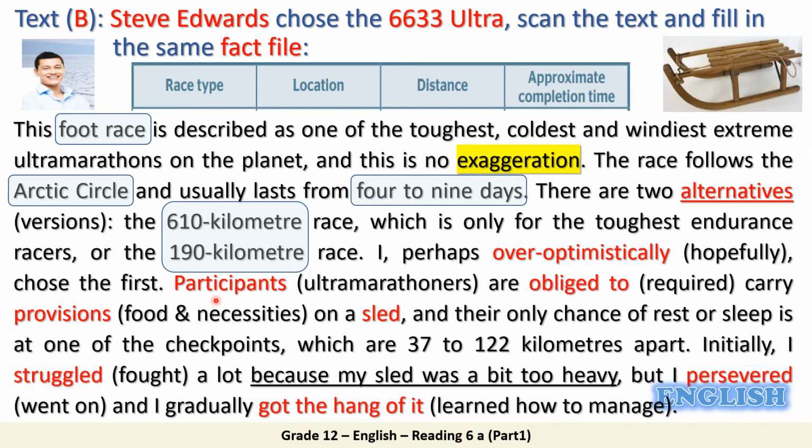Participants, when you participate in a race, you are a participant, and this is the plural. They are the ultra marathoners, are obliged. Obliged to means they are required. Please add the new vocabulary or expressions to your mini dictionary in the copybook. Okay, so they are required to carry their provisions. The food and all necessities are called provisions on a sled. This is called a sled or a sledge.